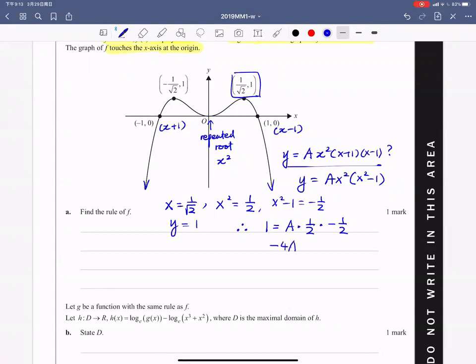Last year, a lot of students made big mistakes here, losing this important 1 mark. Subsequently, the rest of the questions, without the correct result from this part, can't be reached. All right, minus 4a equals 1, giving us a equals minus quarter.